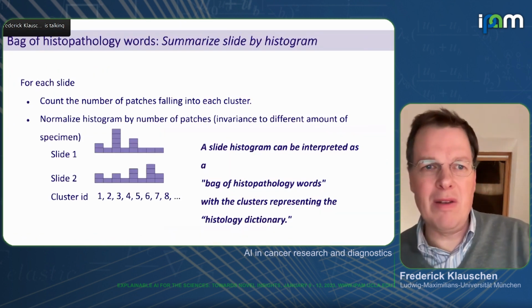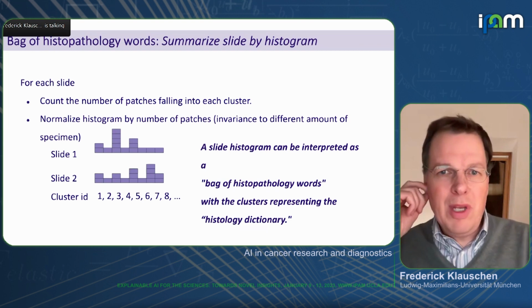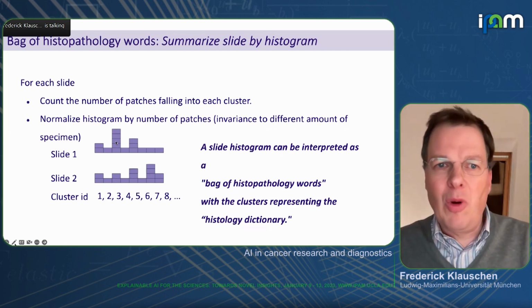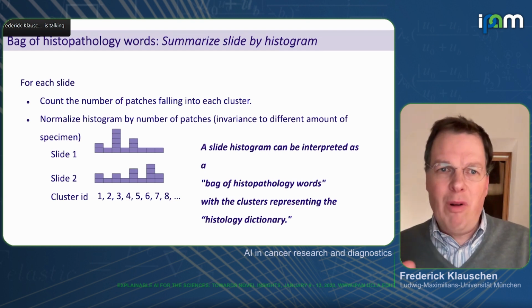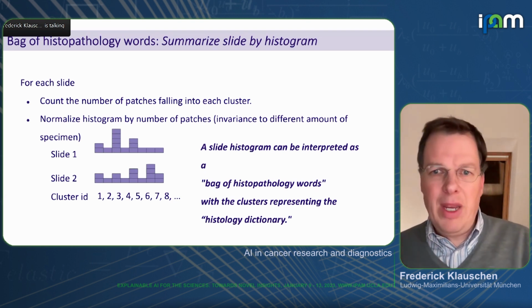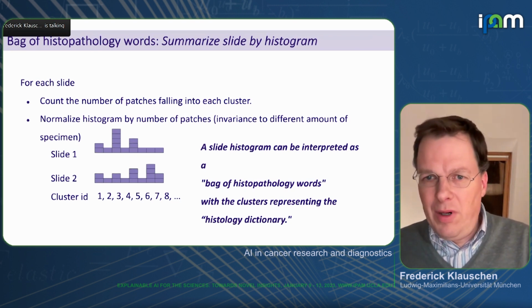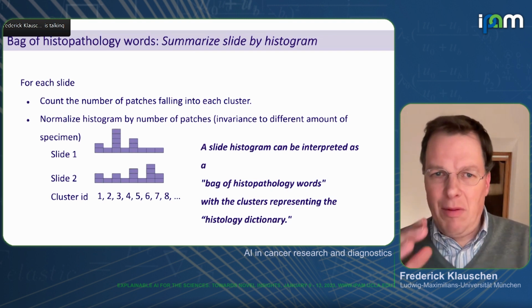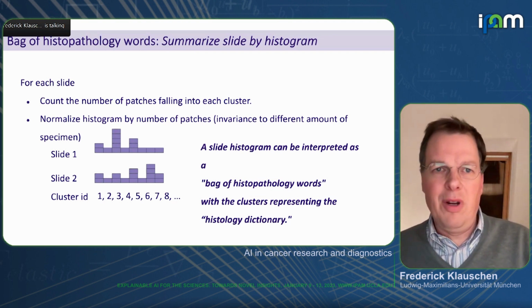So we proposed these 50 different clusters and can now for each patient compute these slide histograms. So basically a different composition of the different morphological properties for each patient. And that results in kind of a bag of histopathology words, with the histograms representing the histology dictionary.